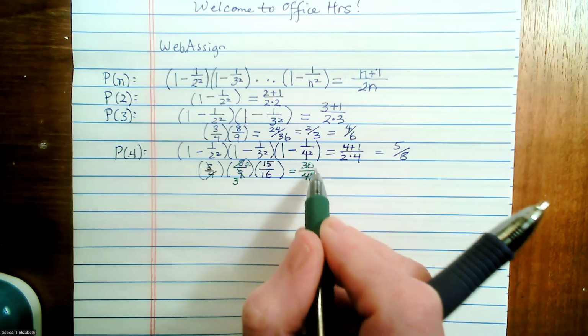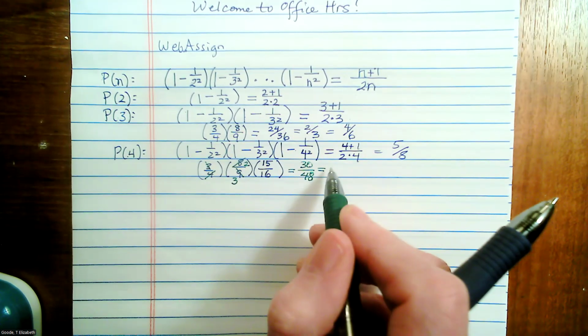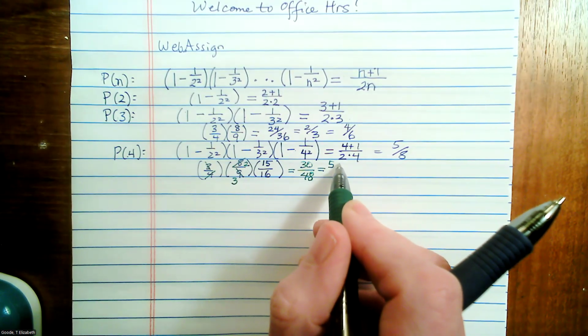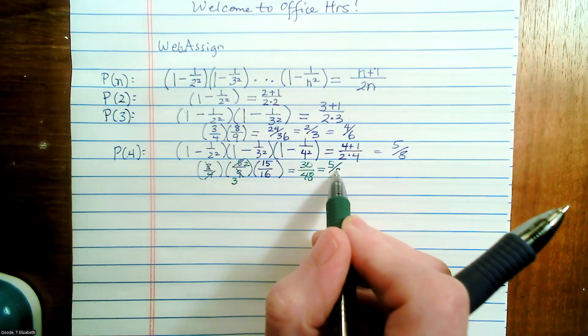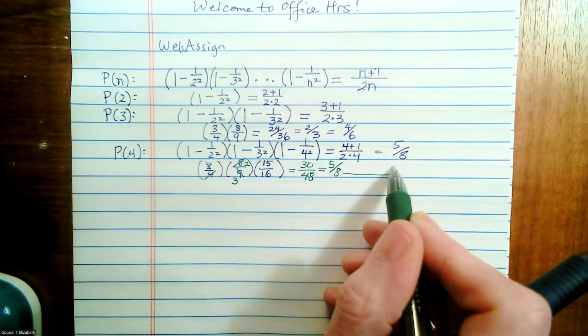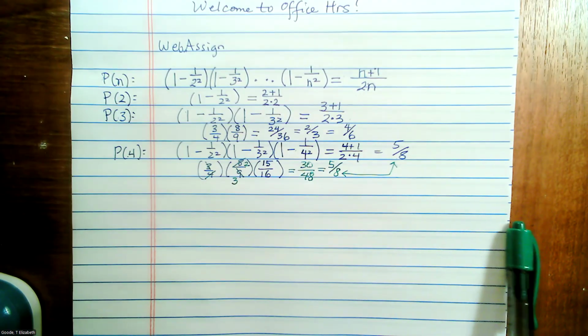And then a 6 can come out of both of those. How many times does 6 come out of 30? 5. And how many times does 6 come out of 48? 8. Yeah, and see how these are equal? So, okay, this actually makes a lot more sense.